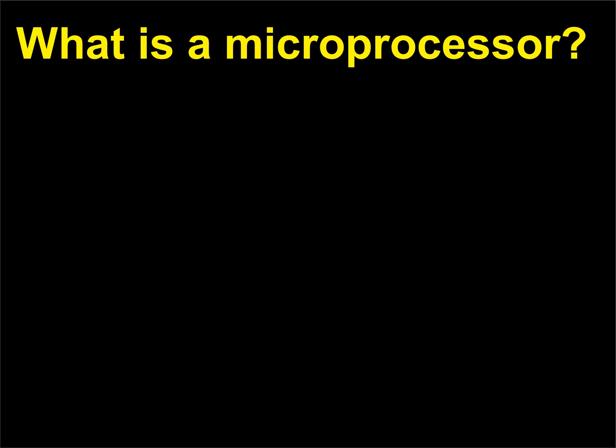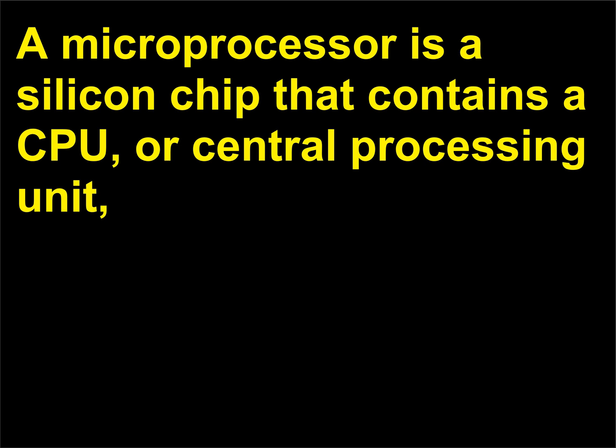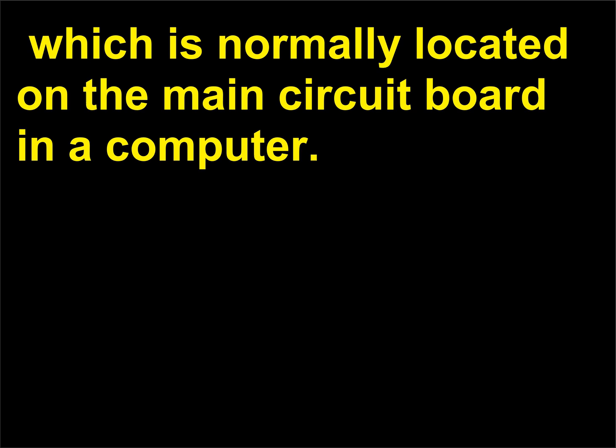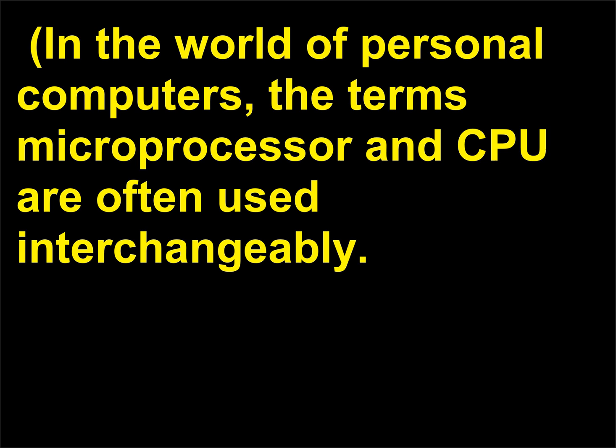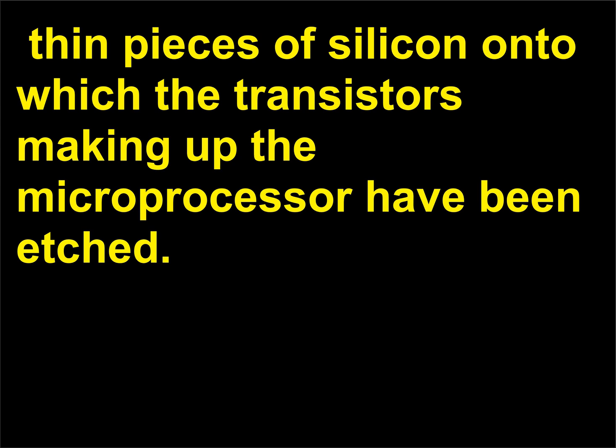What is a microprocessor? A microprocessor is a silicon chip that contains a CPU, or central processing unit, which is normally located on the main circuit board in a computer. In the world of personal computers, the terms microprocessor and CPU are often used interchangeably. These chips, or integrated circuits, are small, thin pieces of silicon onto which the transistors making up the microprocessor have been etched.